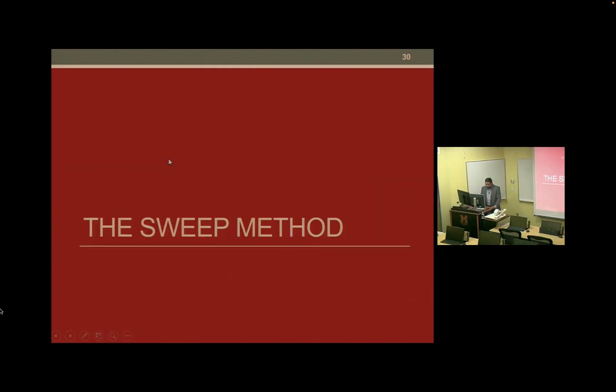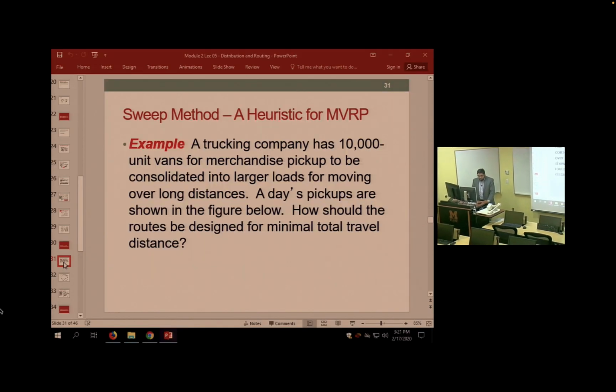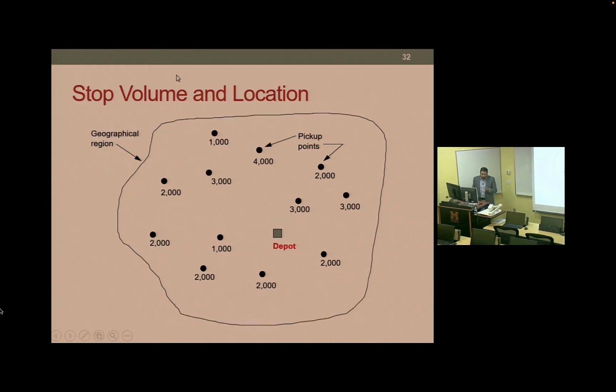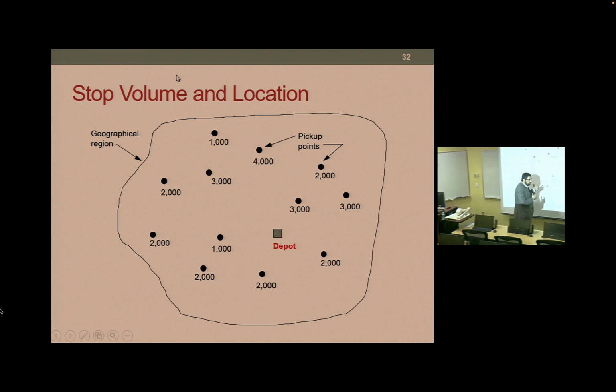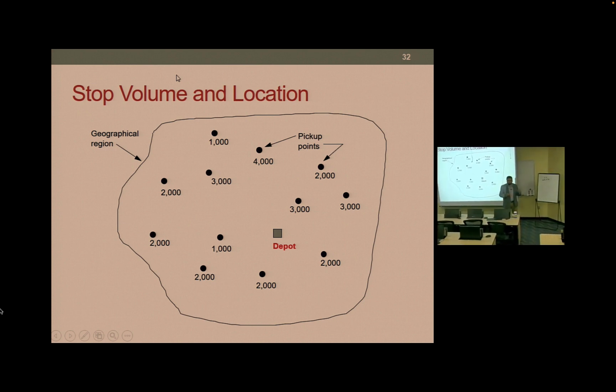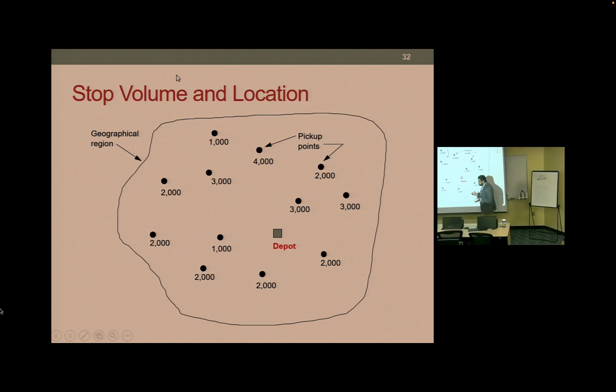Okay, let's look at the sweep method. Okay, so let me give you an example of the sweep method. This is another heuristic method to find routes. Just like nearest neighbor was one for TSP, the sweep method can work for multiple vehicles.